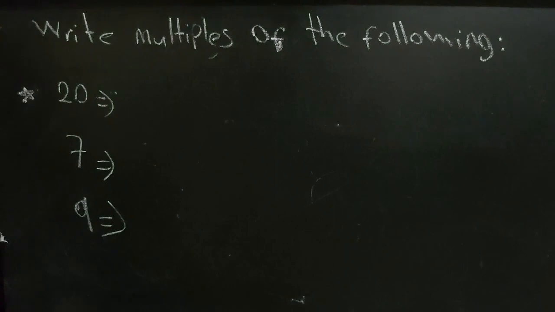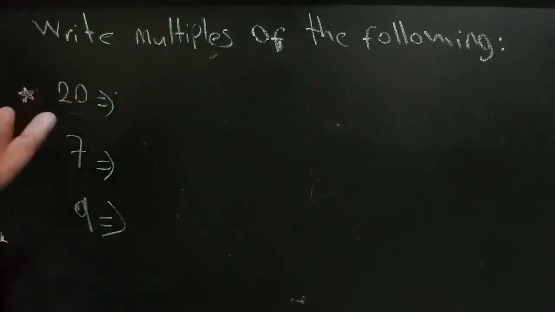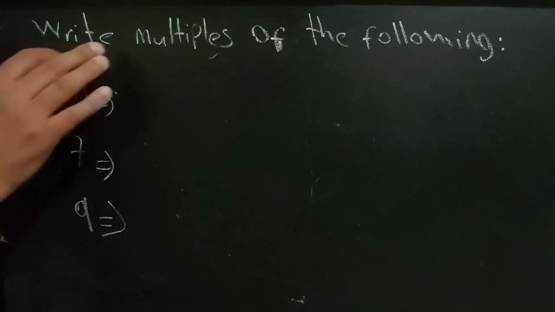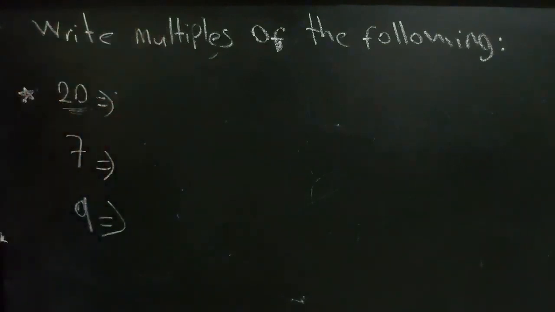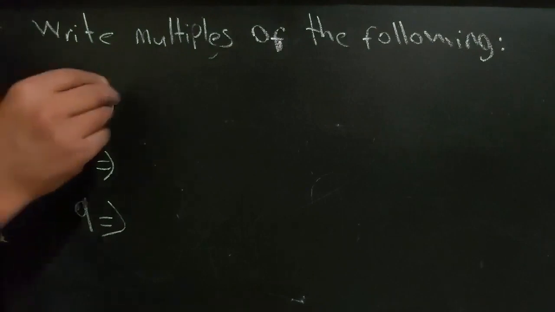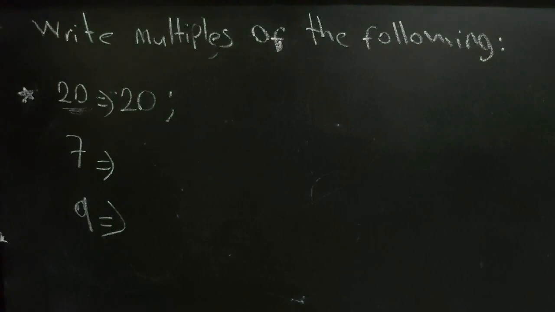Alright, write multiples of the following. Remember what I told you. You take your number, multiply by anything. That result is going to be your multiple of the number you have. So 20 times 1 is 20. You don't have to start with 1, but I'm writing 20 times 1, which is 20.